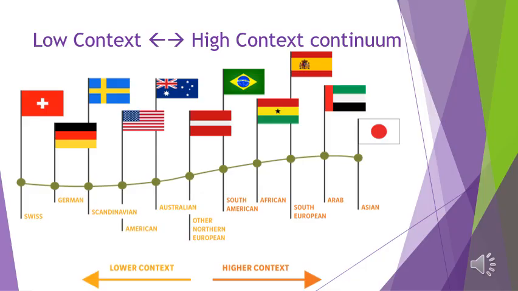We're a little bit apart on this continuum here, but keep going down the line. You've got South American, African, South European, and then you've got Arab and Asian cultures. Asian is at the far right of being higher context, so using more nonverbals, more customary traditions for the behavior and so on.